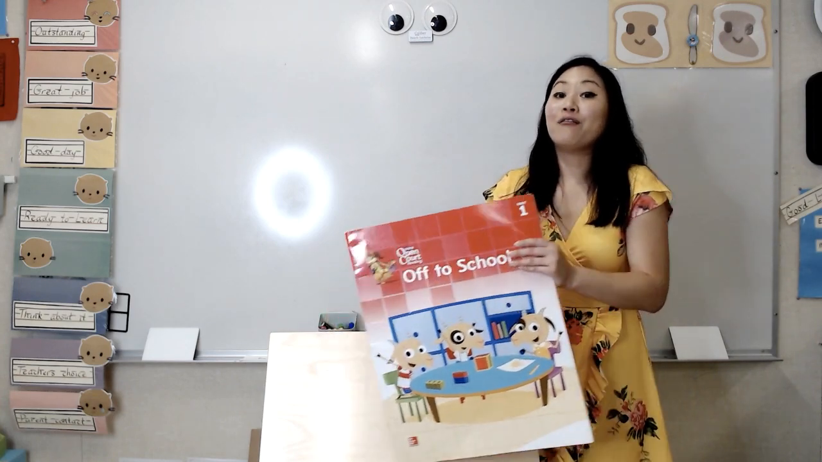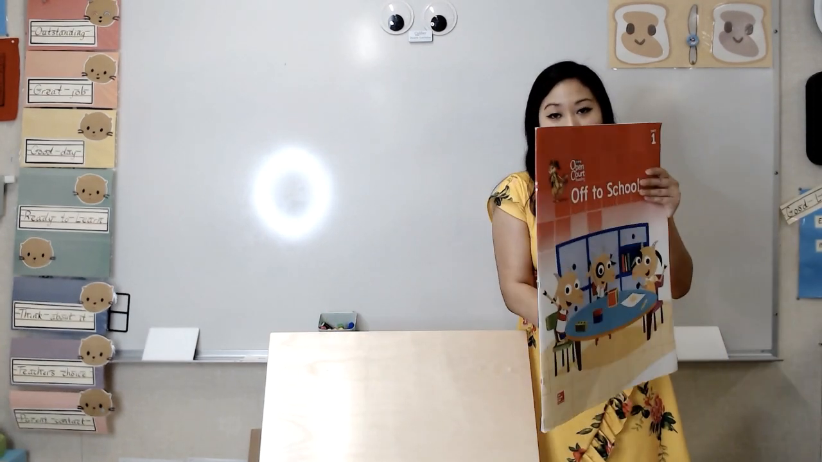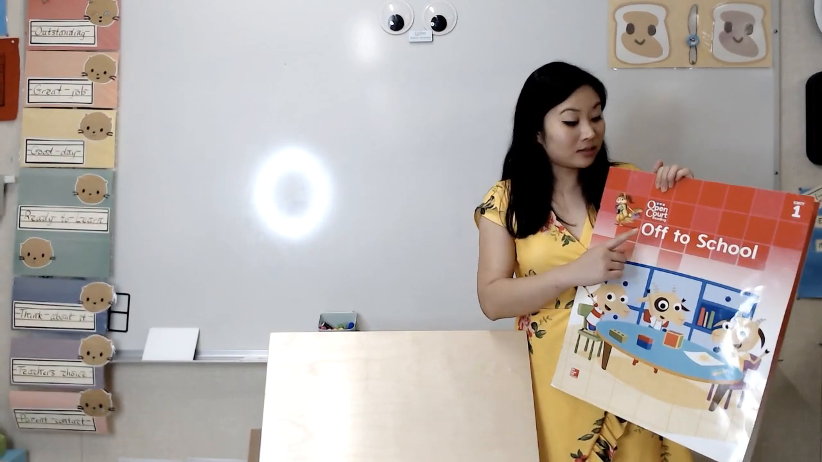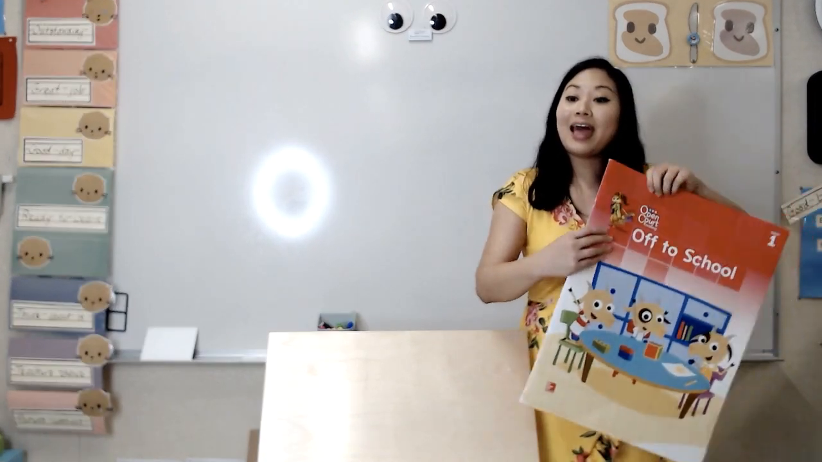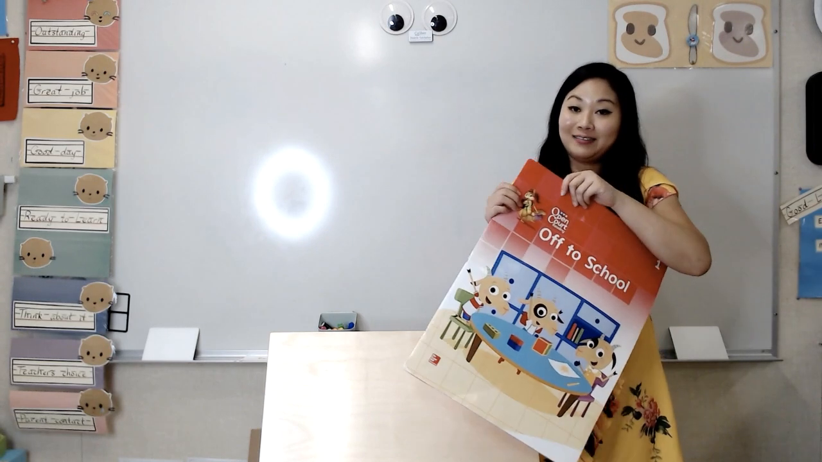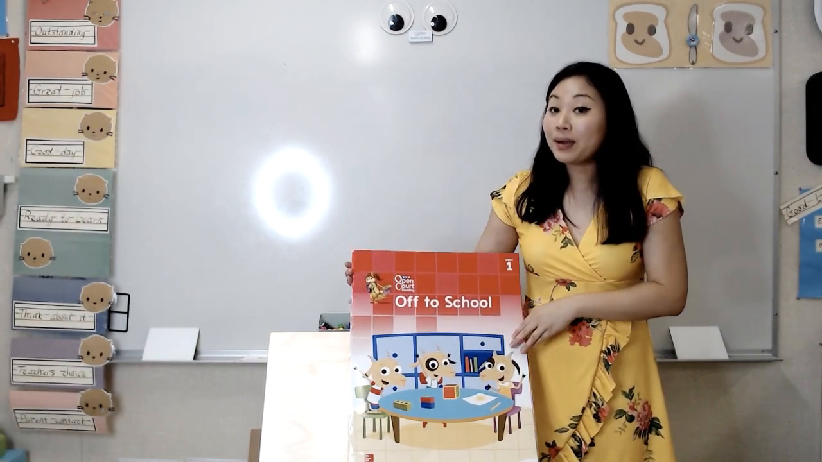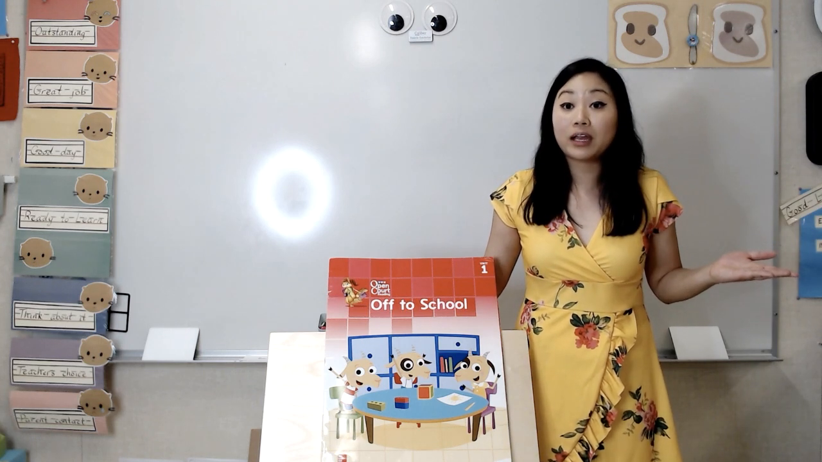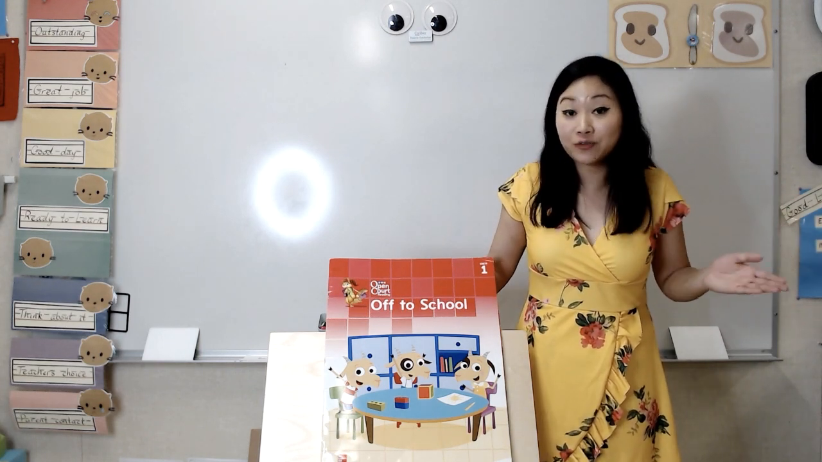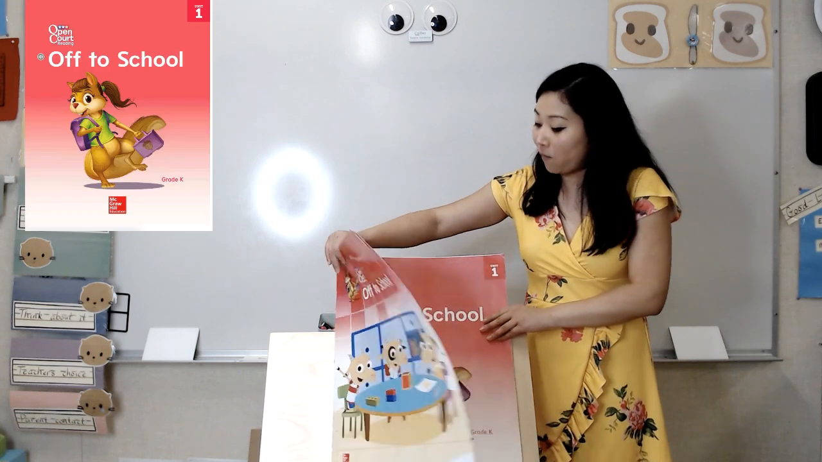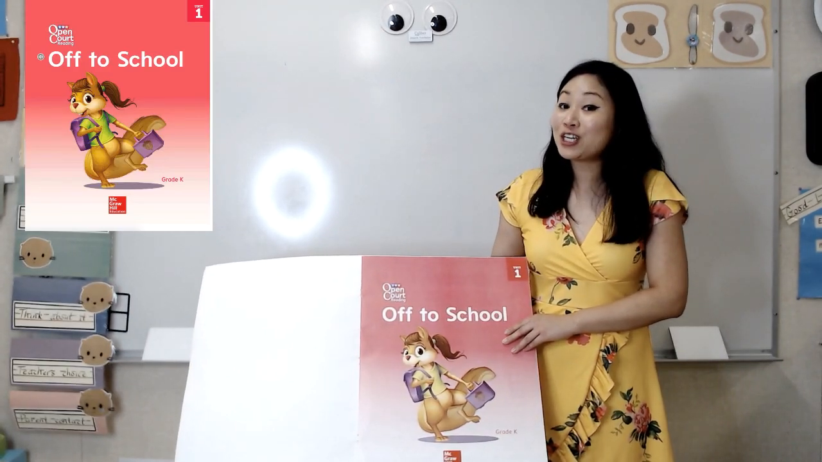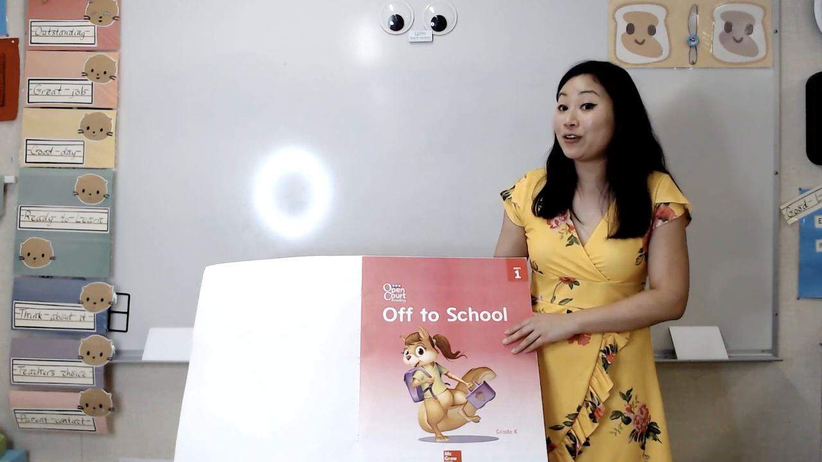This is the front cover, back cover, and the title. The title of this book is Off to School, and this is the spine. Now remember, this big book is special because it doesn't just have one story, it has a whole bunch of different stories. And when I open it up, I see the title page. That's just to remind you of the title in case you forgot.